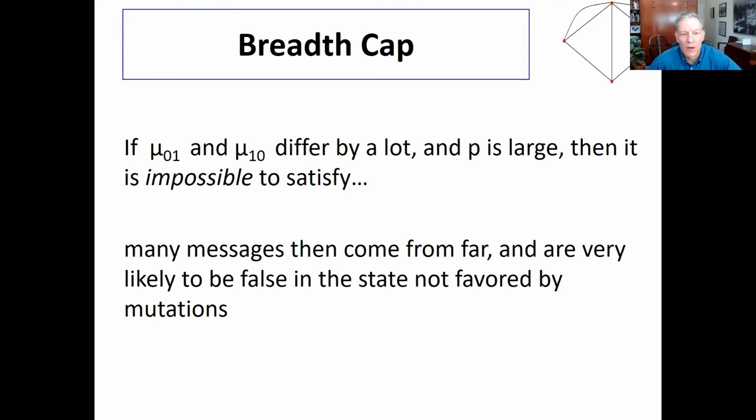Okay, one point here: if these mutation rates are different by a lot, so if there's a real asymmetry in the way that these things mutate and P is large, then it's impossible to satisfy. There's no way to do this, and the learners aren't going to be able to learn anything if there's a high probability that messages are passed along. Even if you trim it all the way down to a breadth of 1, you're not really going to be able to satisfy this. So many messages are coming from far and likely to be false. In that case, there's nothing you can do.